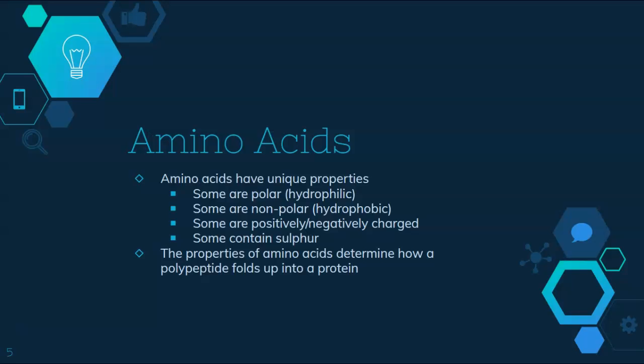Amino acids themselves have unique properties. Again, you do not have to memorize all 20 amino acids, but you should know these properties. Some are polar and some are nonpolar. So some like water, some don't like water. Some are positively charged, some are negatively charged, and some contain sulfur. What these properties do really determines how the polypeptide is going to fold up into a protein, because it will connect to things that it likes and avoid things that it doesn't like. Okay?